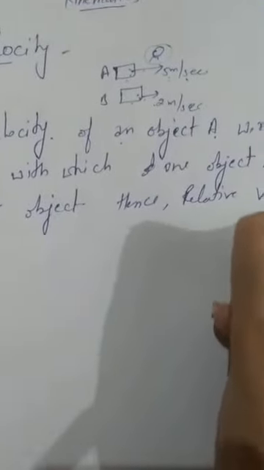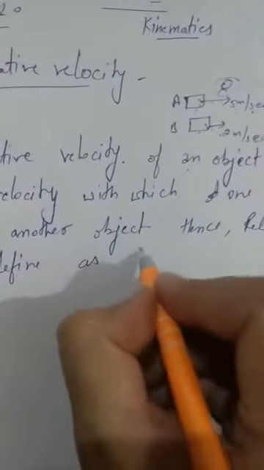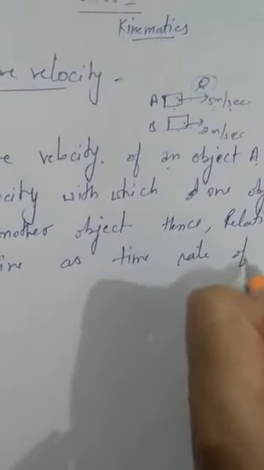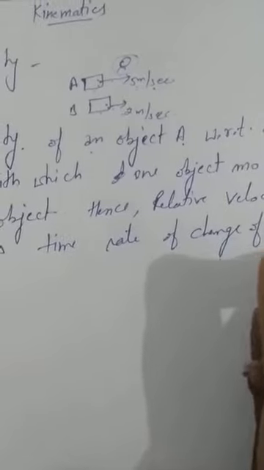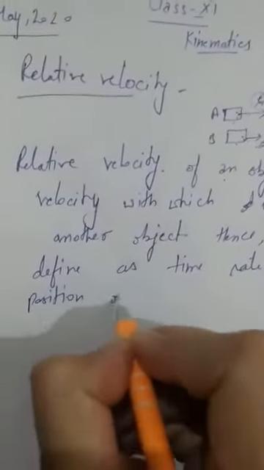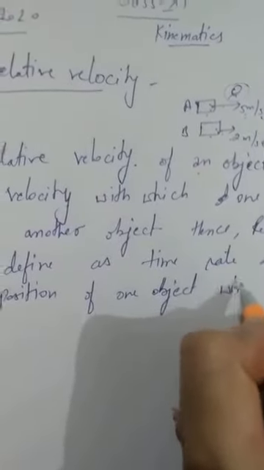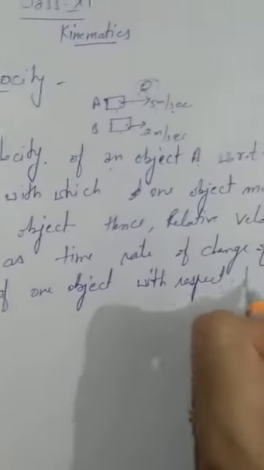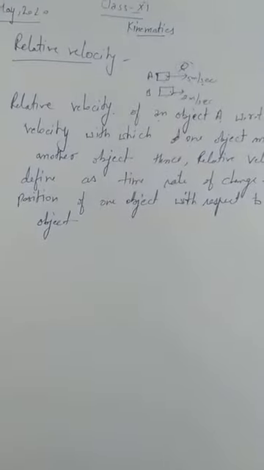Hence we can say, relative velocity is defined as the time rate of change of relative position of one object with respect to another object. That is the relative velocity.